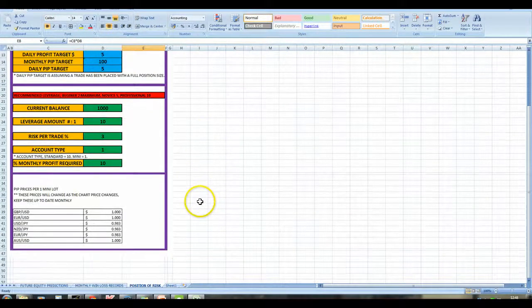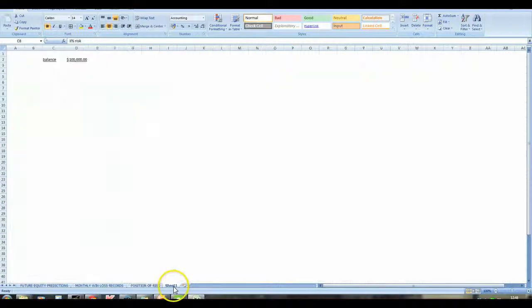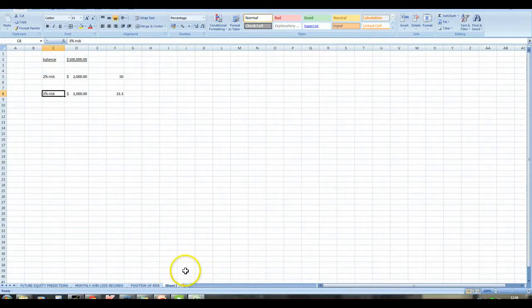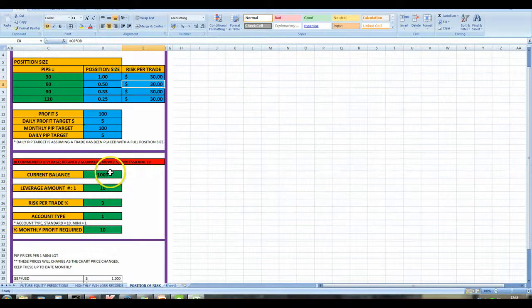Alright, so we talked about pips, their values, and talked about some position sizing. So when we go to the charts in the next videos, we're going to be talking about spreads and what are the bulls and the bears.